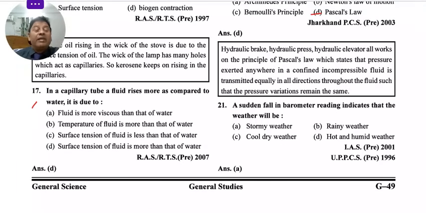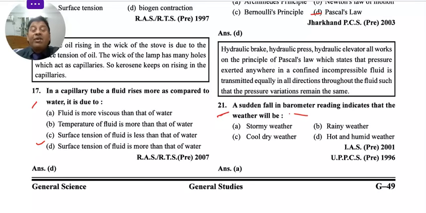In a capillary tube, if fluid rises more as compared to water, why does it happen? Fluid is more viscous than water, no. Temperature of fluid is more than that of water, no. Surface tension of fluid is less than that of water, no. Surface tension of fluid is more than that of water. This is the right response. So remember, in a capillary tube, if fluid rises more as compared to water, it is due to the surface tension of fluid being more than that of water.